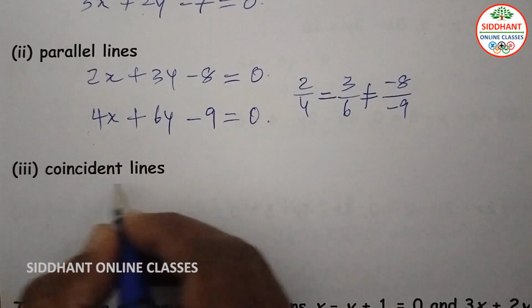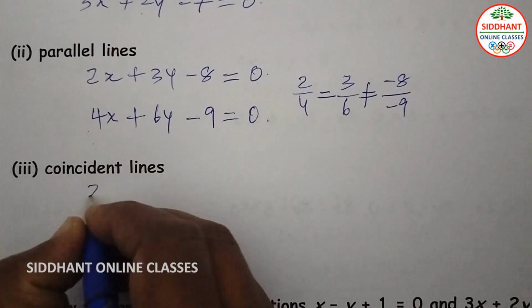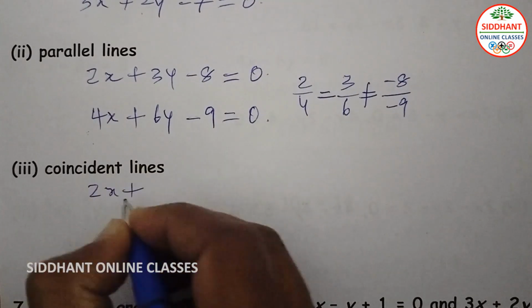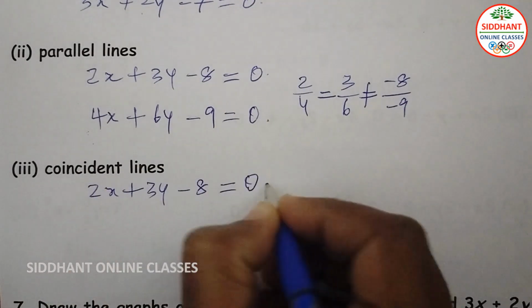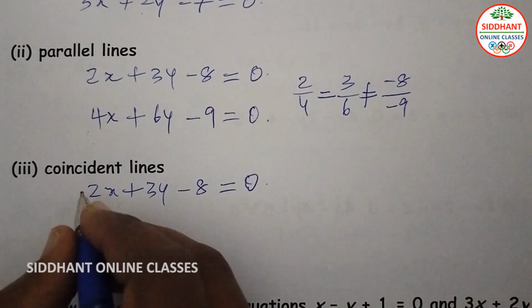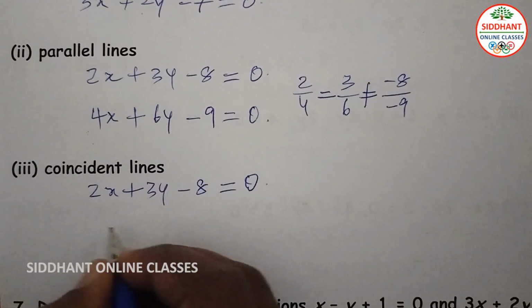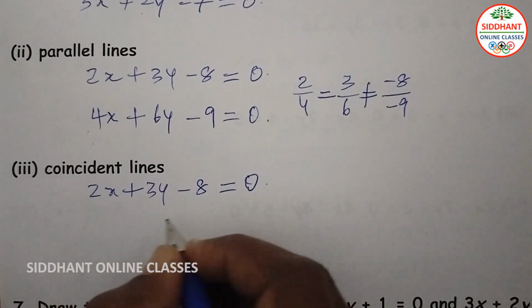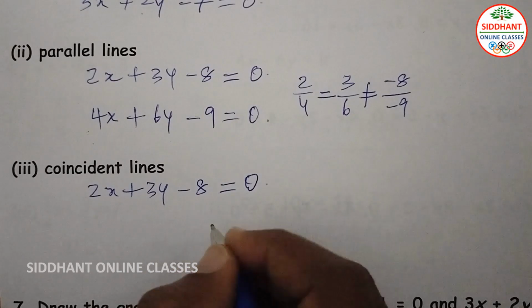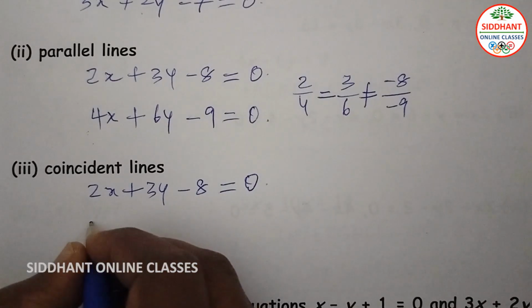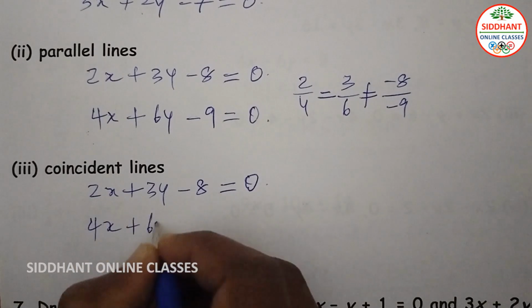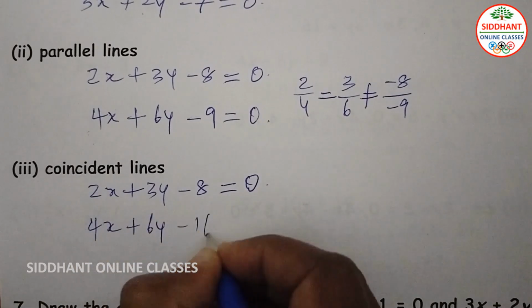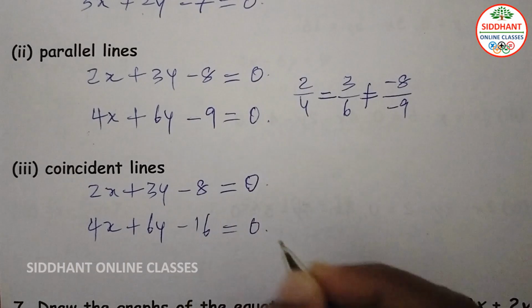Third one, coincidence lines. The equation given is 2x plus 3y minus 8 equal to 0. So coincidence lines means a1 by a2 is equal to b1 by b2 is equal to c1 by c2. So here we are going to write an example: 4x plus 6y minus 16 equal to 0.